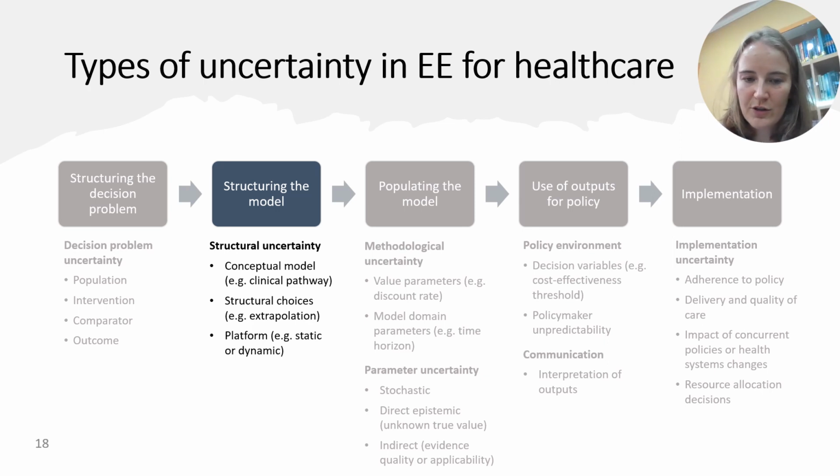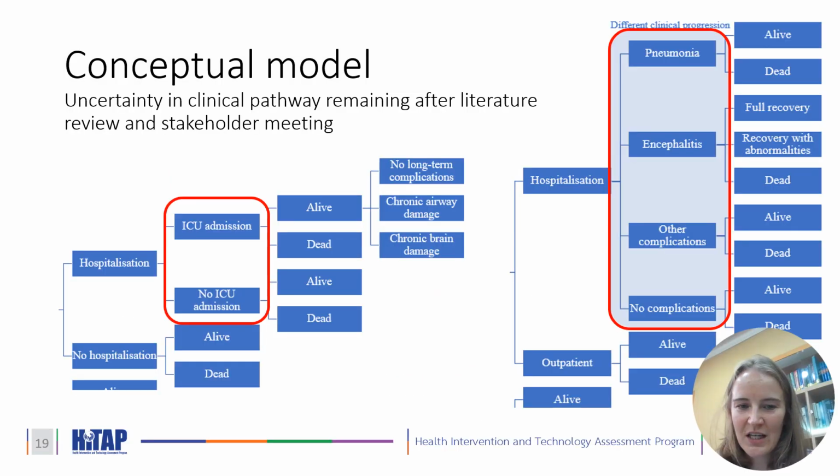In terms of the next one, structuring the model, I'm going to go through 3 different elements. The first structural uncertainty we had was in terms of the conceptual model, so in terms of the clinical pathway. This remained even after we had done a literature review in terms of pertussis itself, but also how other economic evaluation studies had set up their model, the different pathways that they had used. We also had a stakeholder meeting with clinicians, experts, and academics in Thailand, and there wasn't a consensus coming out of that meeting either.